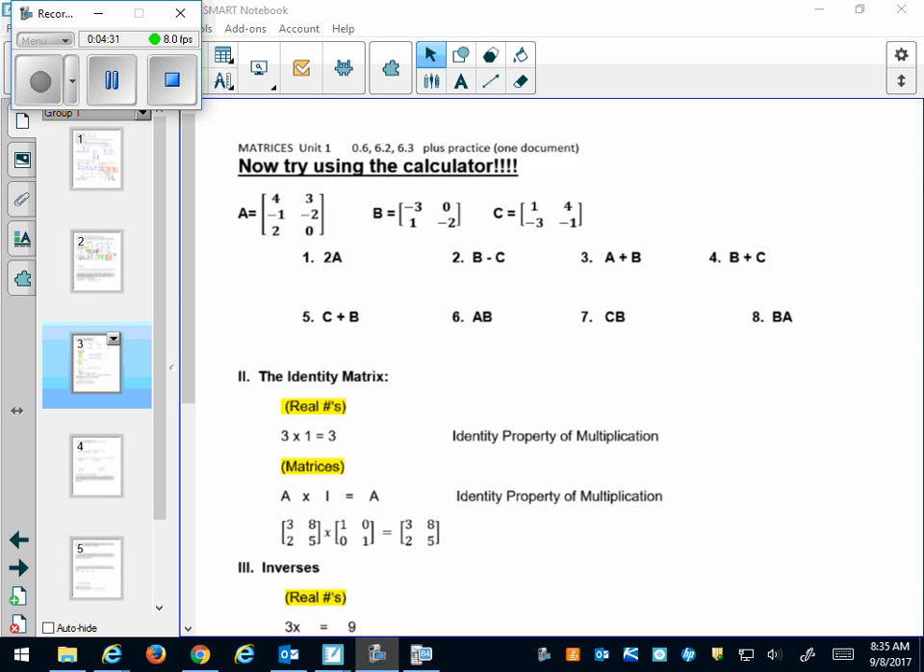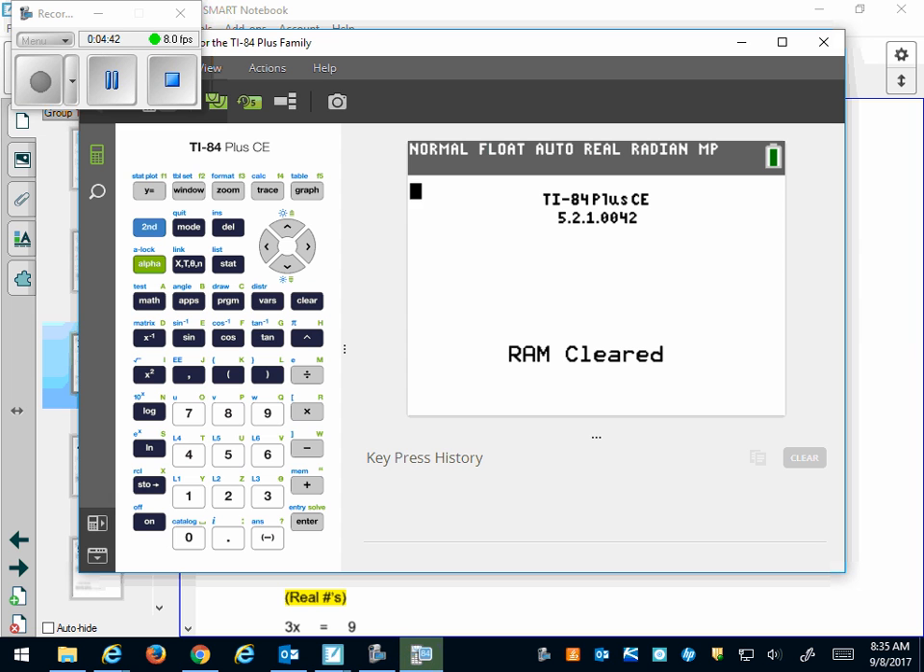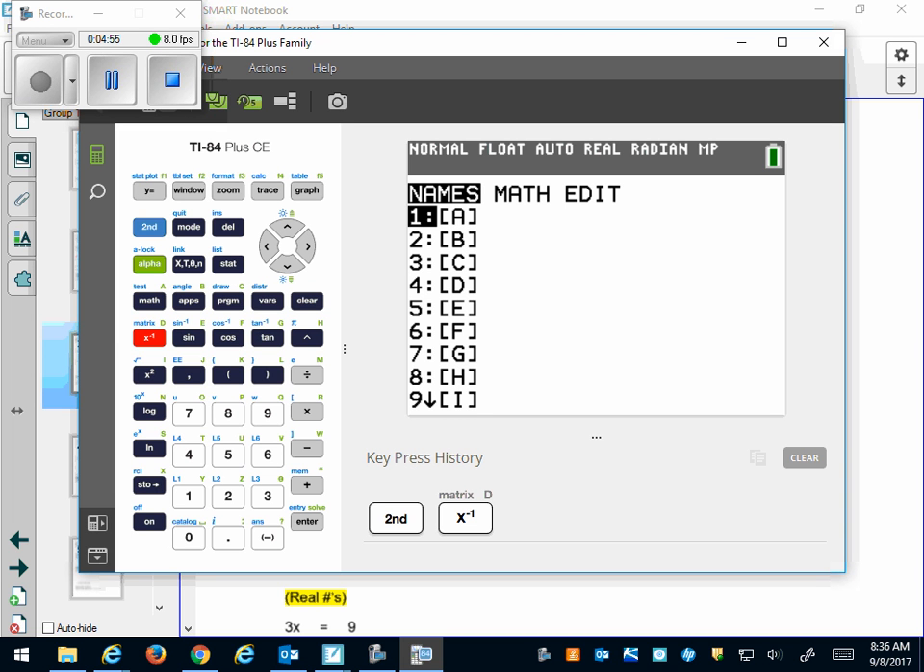Okay, matrix operations on the calculator, right? So for this one in our notes, they give us 3 matrices, A, B, and C. If we go to our calculator, we can push, see where it says matrix here, right above the x to the -1, right? We can push second, and then x to the -1, so that gives us the matrix screen. And then they give us all these matrices that we could fill in.